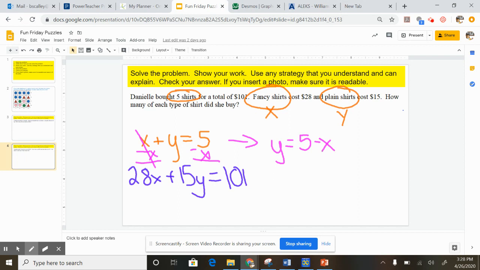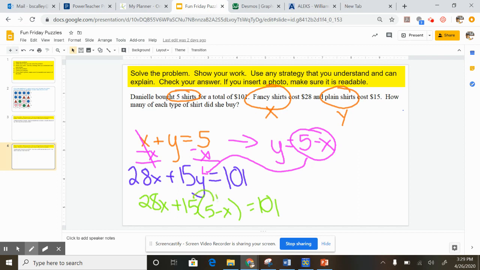And then if y is equal to 5 minus x, then I can plug that in for this y in the second equation, which will now look like this. 28x plus 15, plug in, instead of y, I'm going to plug in that 5 minus x, equals 101.